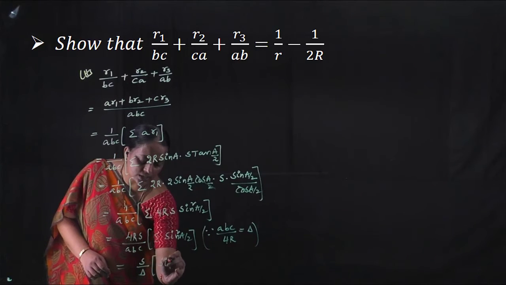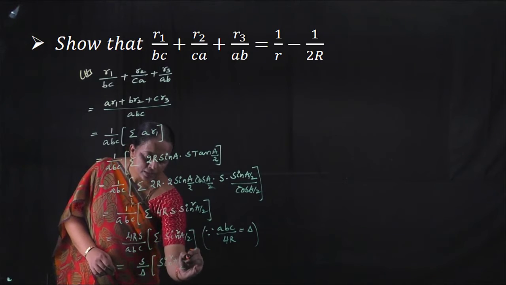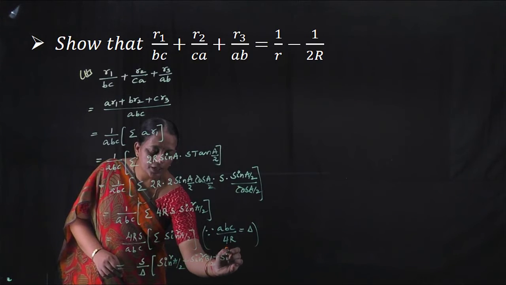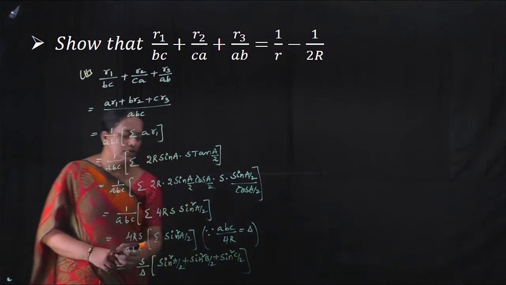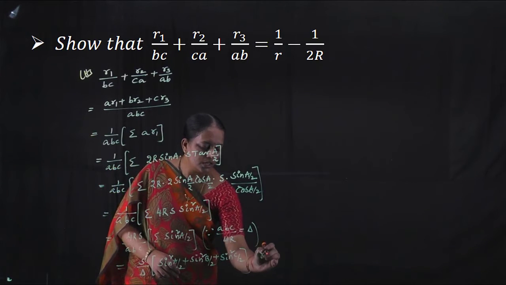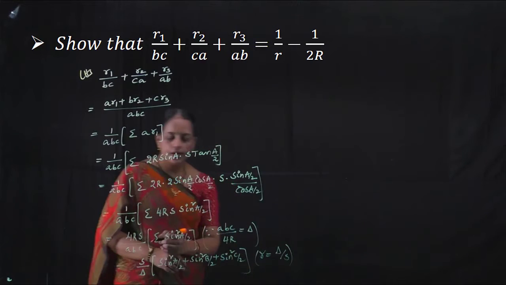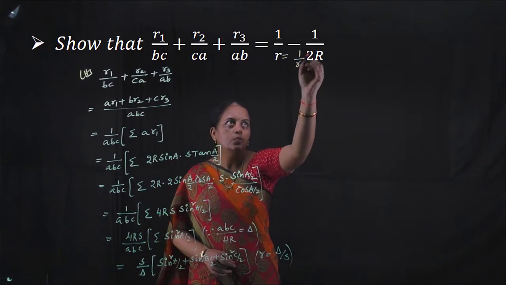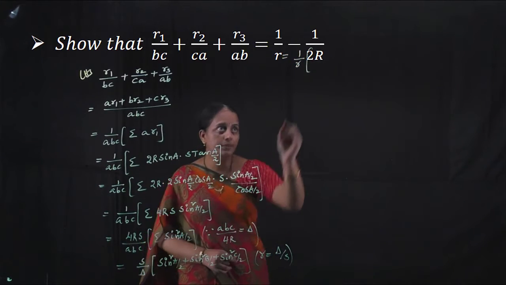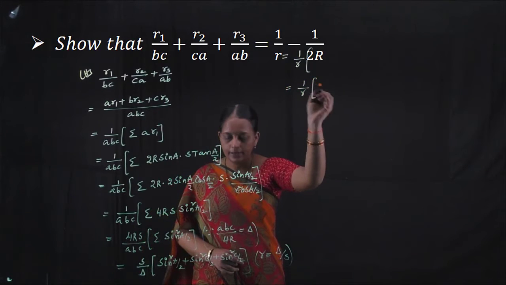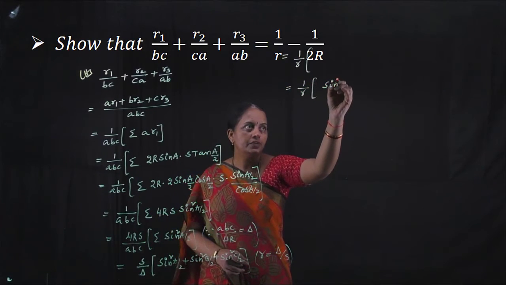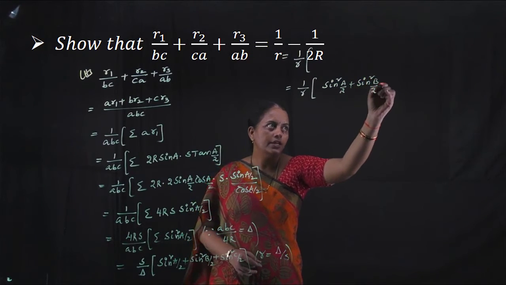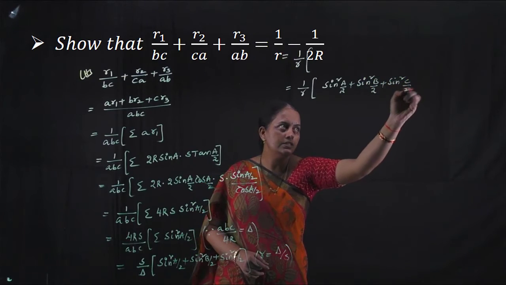square A by 2. Sigma sine square A by 2 can be written as sine square A by 2 plus sine square B by 2 plus sine square C by 2. Okay, this is equal to, and we know that small r is equal to delta by S and S by delta is equal to 1 by r. So it is equal to 1 by r into sine square A by 2 plus sine square B by 2 plus sine square C by 2.